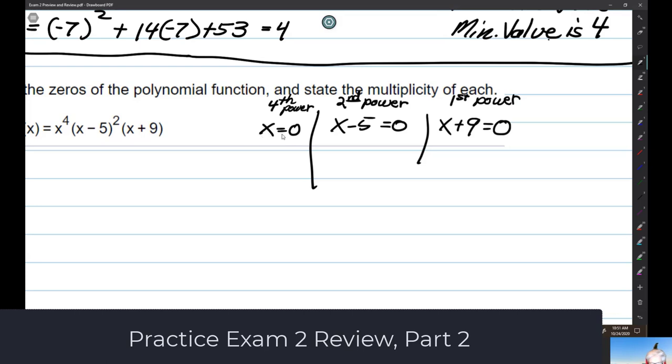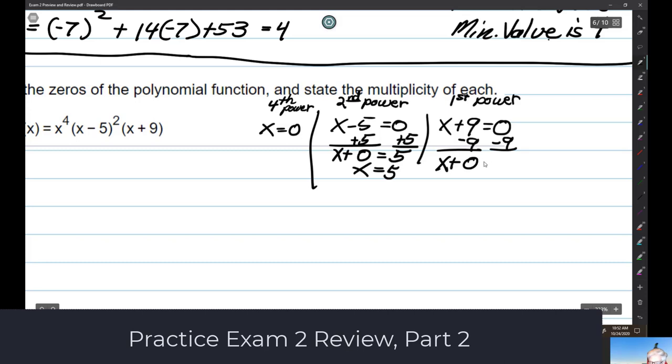Okay, so this is already solved. I'm going to solve this by adding 5 to both sides. Negative 5 plus 5 is 0. Bring down the x. x plus 0 equals 0 plus 5 is 5. So x equals 5. And then come over here. Subtract 9 from both sides. 9 minus 9 is 0. Bring down the x. Equals 0 minus 9 is negative 9. So you've got x equals negative 9.